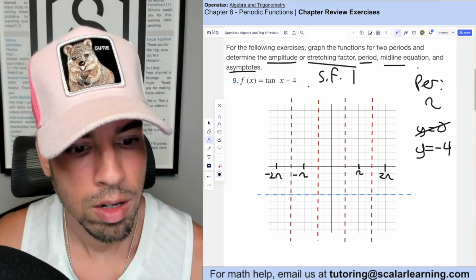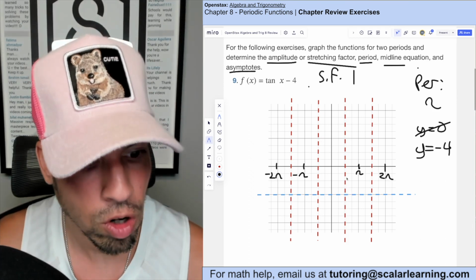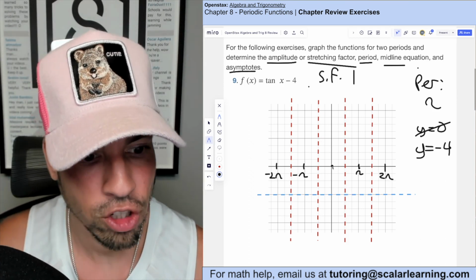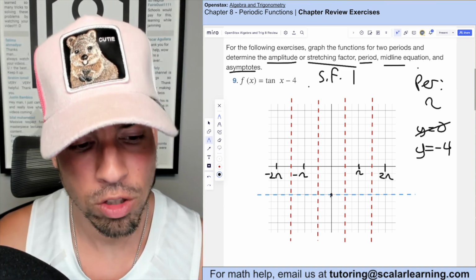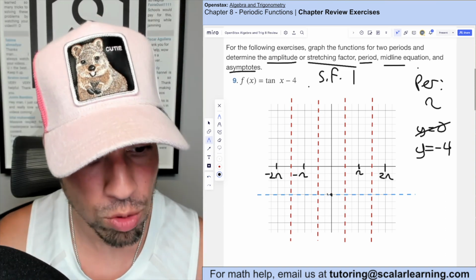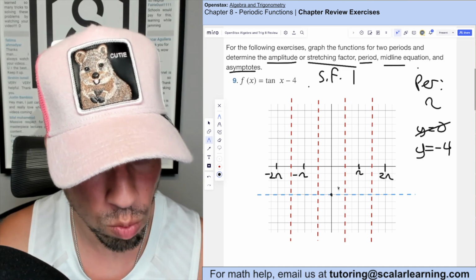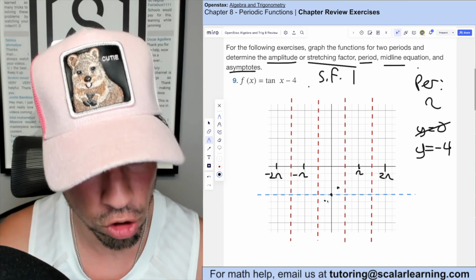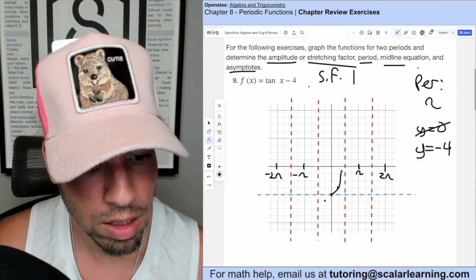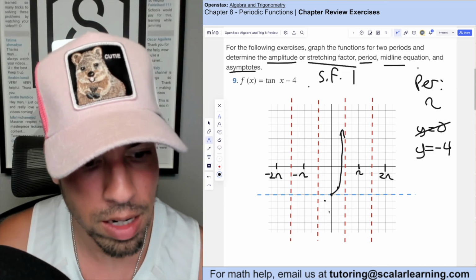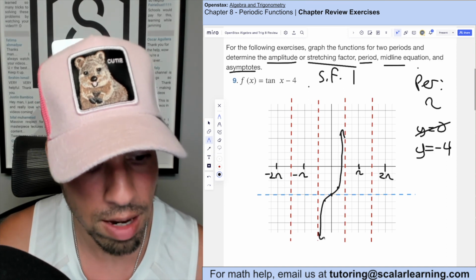Now we have enough to kind of put this together. So again, typically tangent is going to start here right at the origin, but it's been shifted down to that midline. So we're right here. Since the stretching factor is just 1, halfway between these, the asymptote and this point, we just go 1 up and 1 down. If the stretching factor was 2, we go 2 up and 2 down, but it's not. And then we just connect the dots and kind of go up, hugging that asymptote to the right, and go down, hugging the asymptote to the left, and then we repeat.